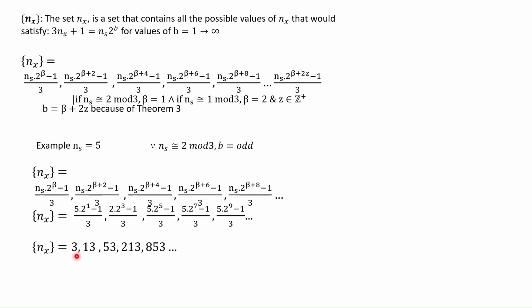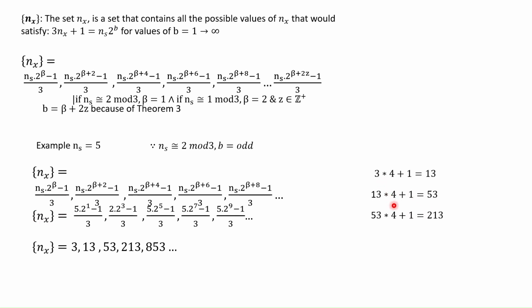Now when you apply 3n plus 1 on 3, 13, 53, 213, 853, any number, you will always get the number 5. So I know all the infinite ways to get the number 5, and because b can have any value from 1 to infinity, yes, b can have any value from 1 to infinity, this set is infinitely large.